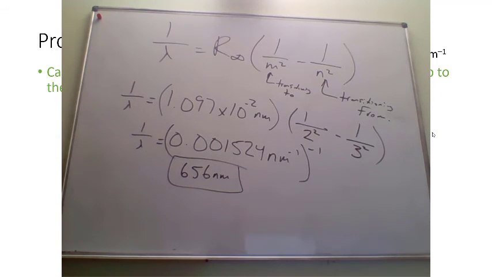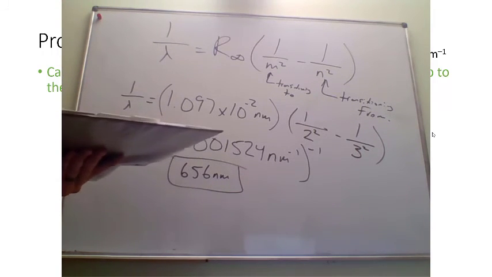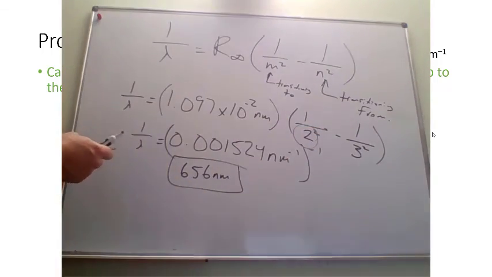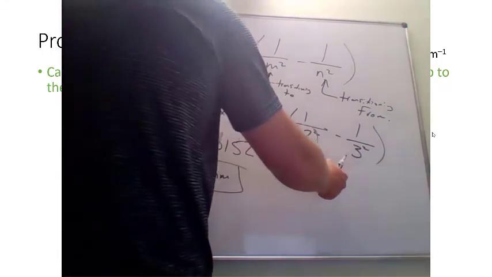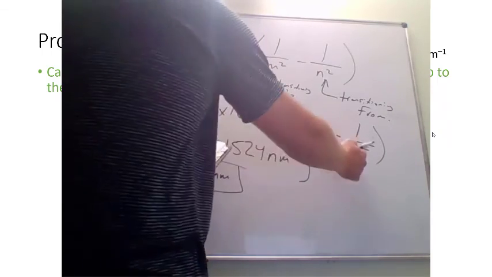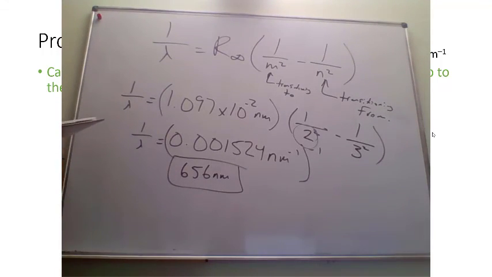Okay, so the other transitions, you're going to set up exactly the same way. You're going to keep this m term as 2 for each one. For the next one, you're going to swap it: instead of coming from 3, you're going to come from 4. Then you're going to set up again coming from 5, and then set up again coming from 6.